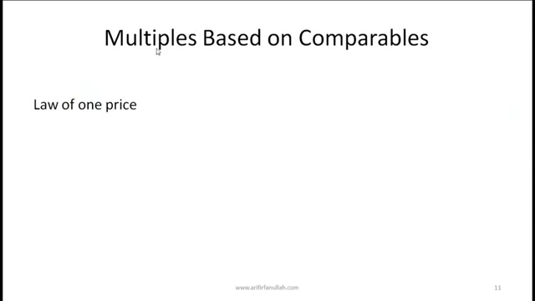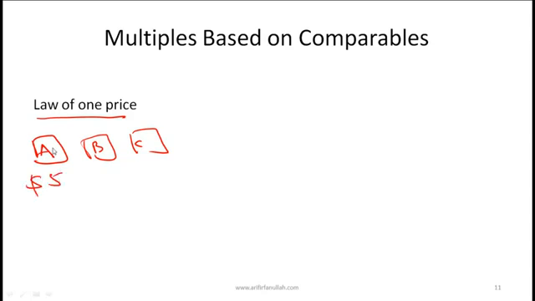Next, let's talk about multiples based on comparables. Here the idea is straightforward, and it is based on the law of one price. Let's just understand this simple law of economics first. The idea is this: if you have 3 items A, B and C, and all these 3 items are very similar, then the law of one price implies that if A is worth $5 and B is very similar to A, then you would expect the price of B to also be 5, and if C is also similar, then you would expect C to be 5 also.